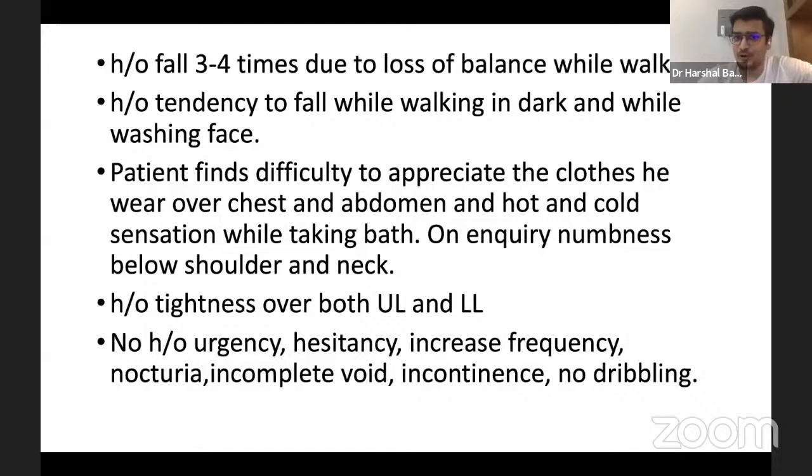He's having tendency to fall while walking in the dark and washing his face. Sir, it signifies that there is some kind of sensory ataxia. As soon as there is no sensory input, the patient finds it difficult to maintain balance. This is one of the features of compressive myelopathies. But that could be in vestibular ataxia also. If you don't have a fixation point, the patient will tend to have dizziness and imbalance.